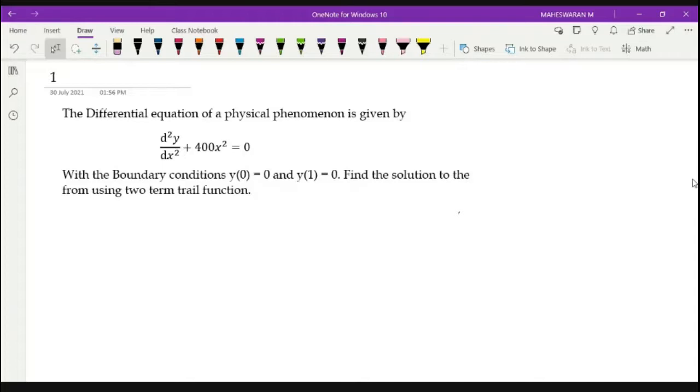When I say two-term, after applying your boundary condition, you should have two constants, right? They are not given anything, so there is no trial function mentioned. The only thing is I have to take some trial function. What I do, I have to take a trial function from Taylor series, right? I will say that y is equal to a naught plus a1x. So let me consider this is my equation.